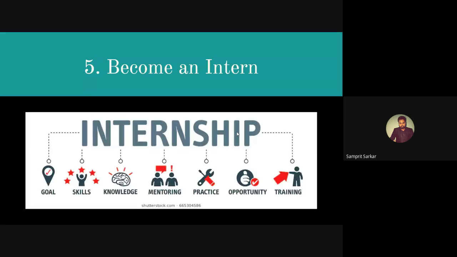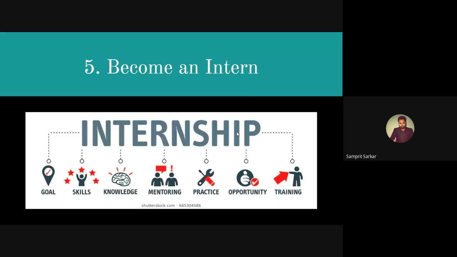Next thing will be, just try to become an intern in a company. Always try to find a company in which you can apply for internships. There are lots of companies hiring interns for part-time and full-time. You have to just search the job portal if you are in your final year, or maybe you have just finished your college. Just look for the companies who provide internships.